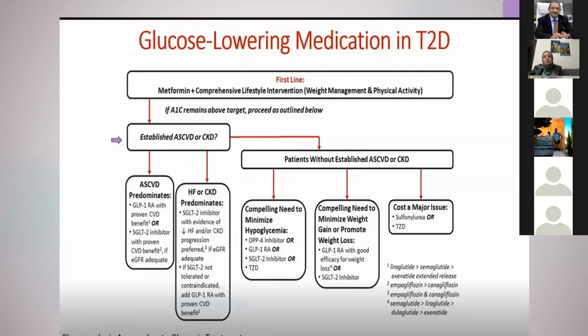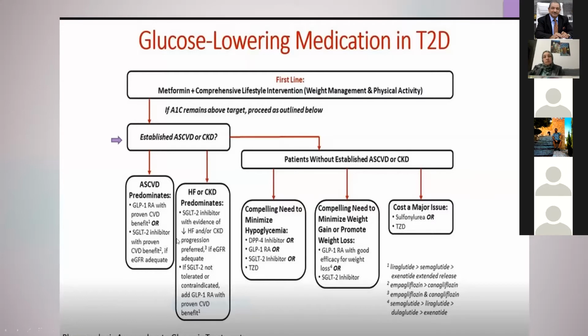Now, this is also from the American Diabetic Association. Look at the left side where the blue arrow is. Established atherosclerotic disease or chronic kidney disease. What should we do? The American Diabetic Association said that in case of atherosclerotic cardiovascular disease, on the extreme left side, you should use GLP-1 first, okay? Which has a benefit in cardiovascular disease, or add SGLT2 inhibitors with proven cardiovascular benefits, if, look at this one, if eGFR is adequate. Now, you don't use SGLT2 like this. There should be an adequate estimated glomerular filtration rate.